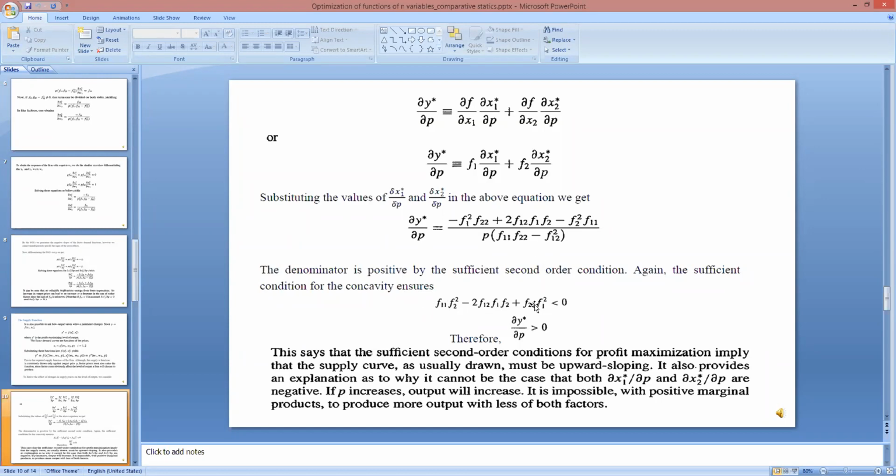The concavity requirement is that this should be negative. That is, the maximization requirement is that this should be negative. In that case, minus of this entire thing will be positive. So if both the numerator and the denominator are positive, then del y star by del p will be positive. So we are getting that the output supply function is positively sloped. Any question?